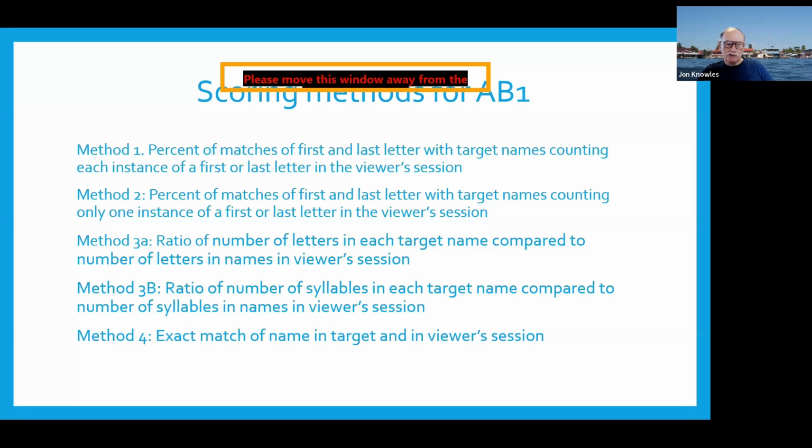Method three is the ratio of the number of letters in each target name compared to the number of letters in the names in the viewer's session. 3B is the ratio of the number of syllables in each target name compared to the number of syllables in the viewer's session. And method 4 was an exact match, which of course would be the best, but is very rare.